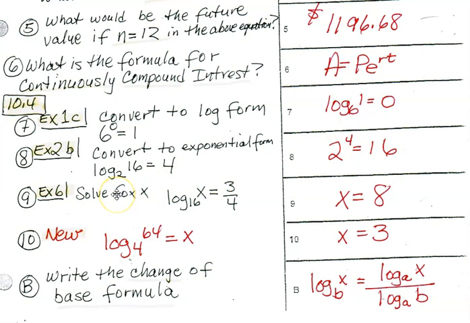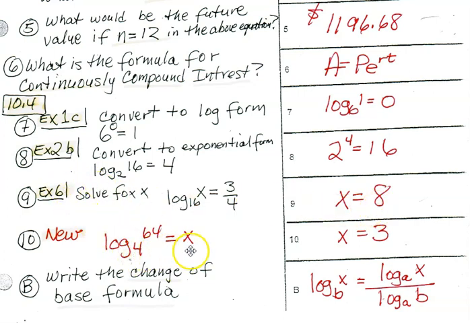Now here we had to solve for the x value, which is the answer. Well, this was 16 to the 3/4 power. So that's the 4th root of 16 is 2, raised to the 3rd is 8. So x equals 8. And again, we worked this one out.